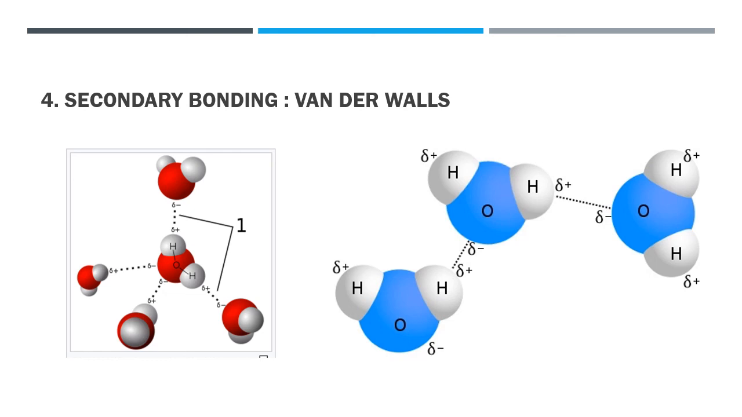Okay, so van der Waals bonding is actually the bonding between atoms that already formed a bond with another atom. Okay, so an H2O molecule bonded with another H2O molecule has an interconnecting bonding, which we call van der Waals bonding.